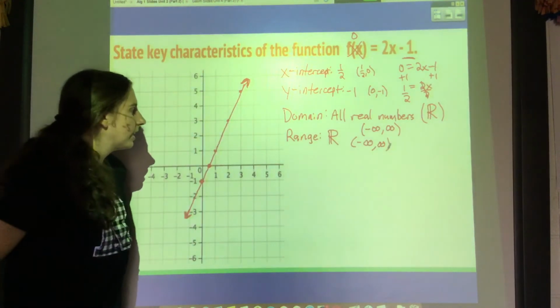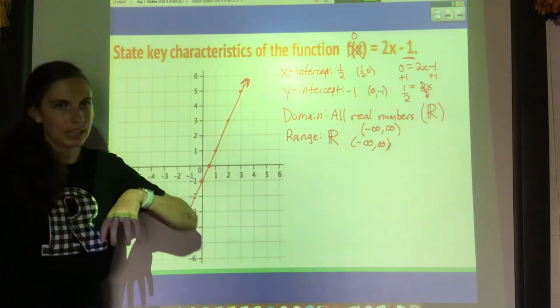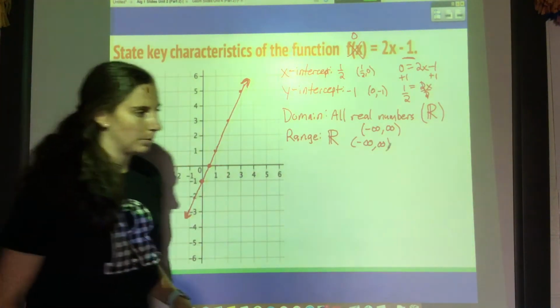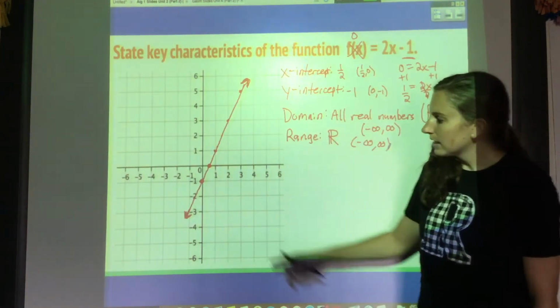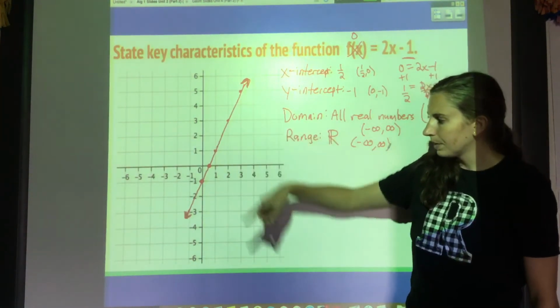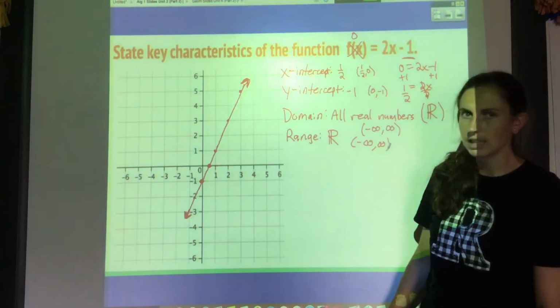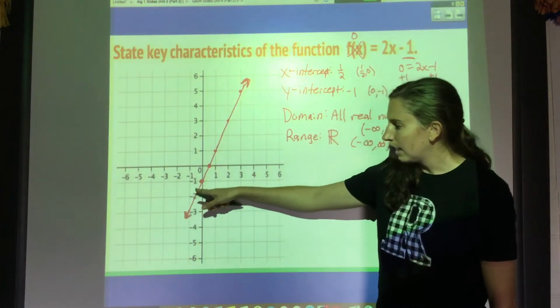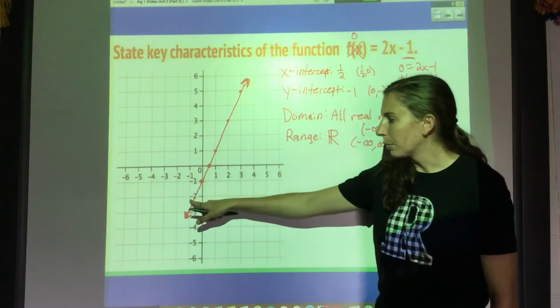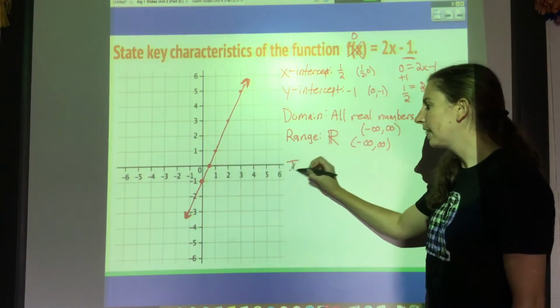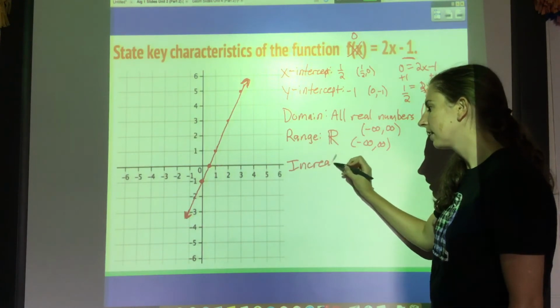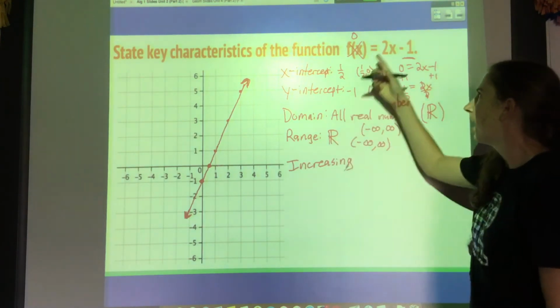Next, let's talk about, is this graph increasing or is it decreasing? And it's a line, so it's going to be doing one of those two things, unless it's just flat. This line has a positive slope. Think about if you were traveling along this line from left to right and you were on like a bike or something, that'd be a pretty steep slope you're going up. So this graph is increasing rather than decreasing, and that's because it has a positive slope.